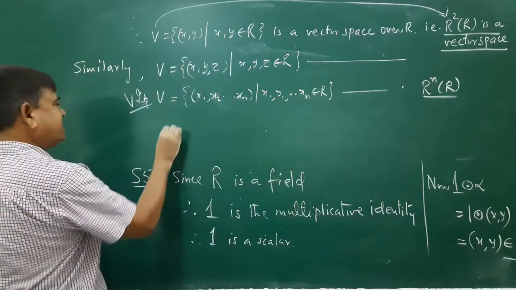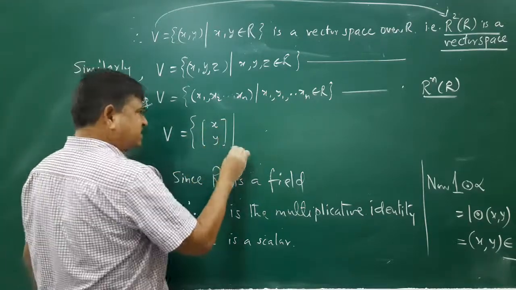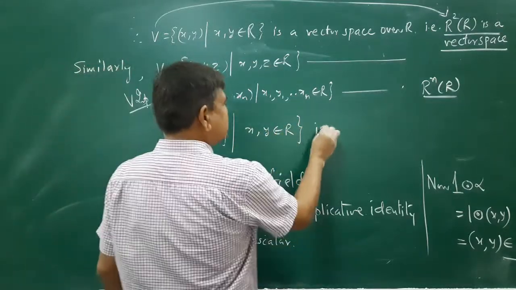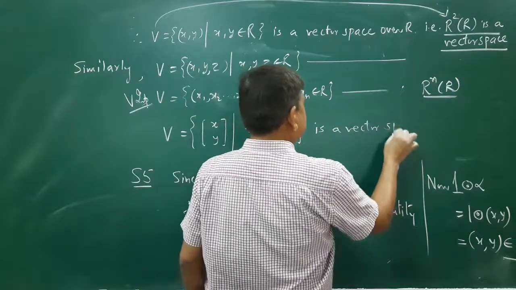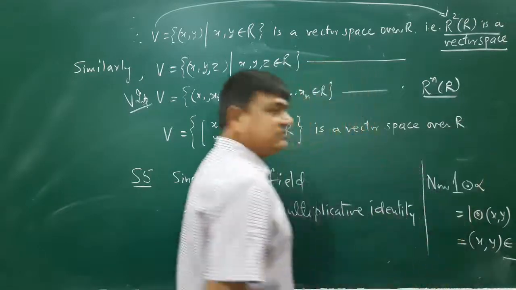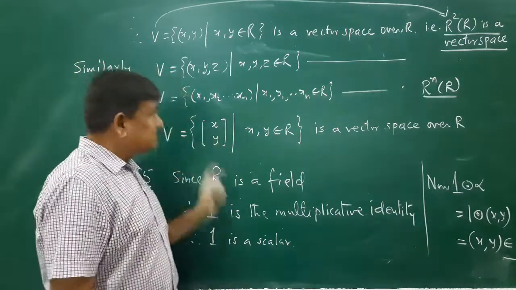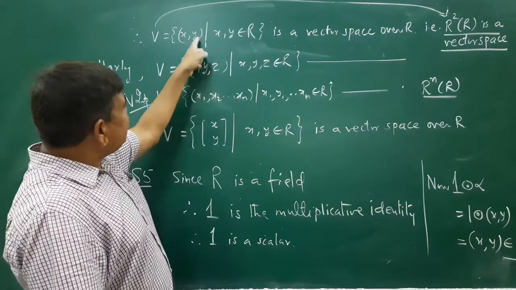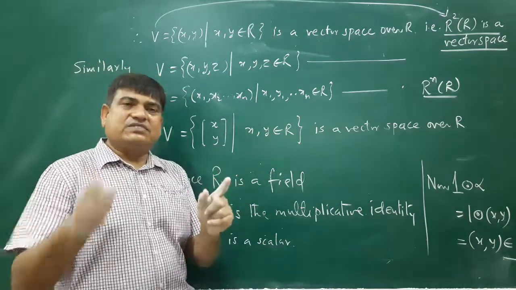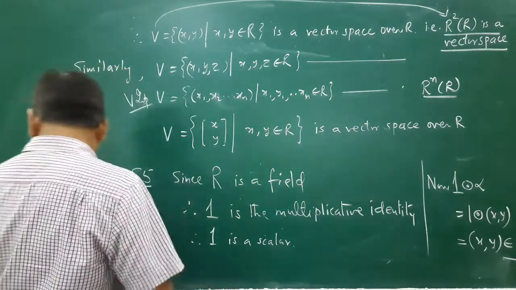Now instead of this, if I write like this, try to understand. This is (x, y) such that x, y belong to R, is a vector space over R. And remember, this is a column matrix of 2, just like this one. To add two ordered pairs is similar to adding two matrices. Corresponding members will be added. Okay?